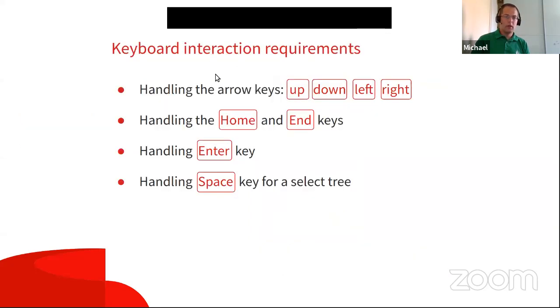So the keyboard interaction requirements are: we need to handle the arrow keys, up, down, left, and right. We need to handle the home and the end keys. We need to handle enter key for activating, and we need to handle space key, especially for the multi-select tree, that is the category tree.